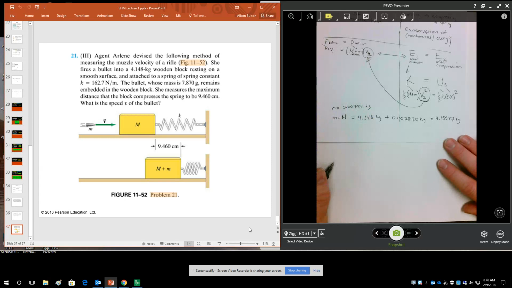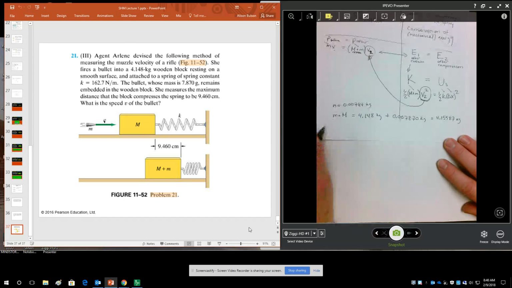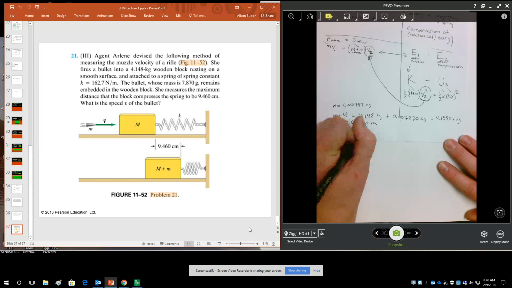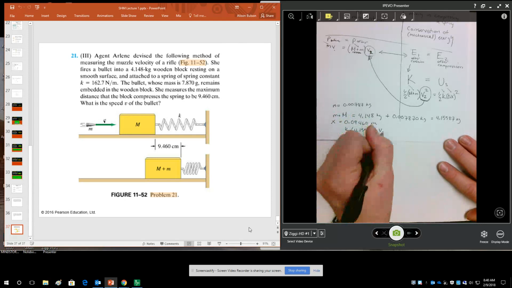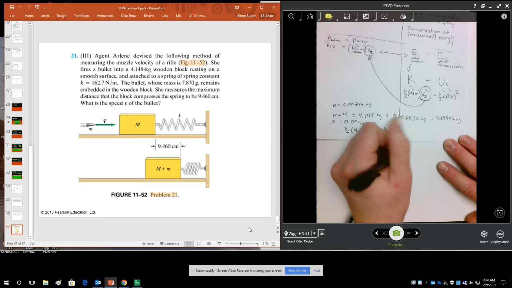What else do we need to know here? Spring compression, x, or delta x, I'm not being consistent, is 9.460 centimeters. So we're going to call it 0.0946 meters. All right, so now I'm going to work with my energy equation. Half times total mass, 4.15587. I'm in the mood to not use units because everything's SI units. V2 squared equals half times K.